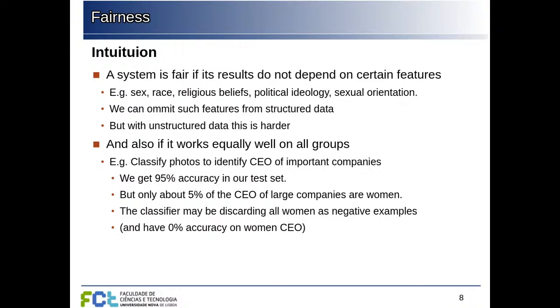And this would be the example of an unfair model. It's a model that is working well for some groups, but very badly for other groups. And if we are using it for everyone, then some groups will be treated unfairly by the outcome of those models.